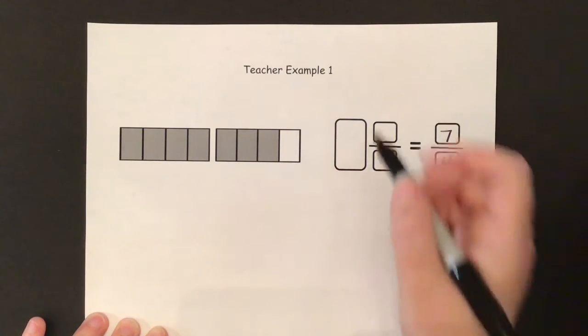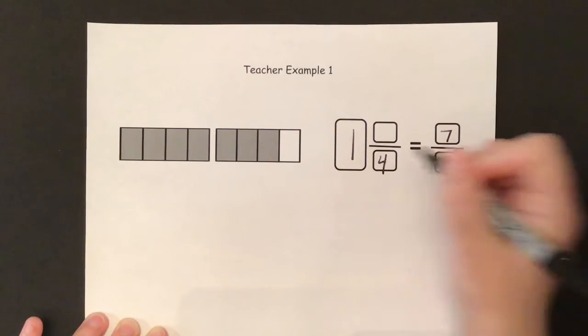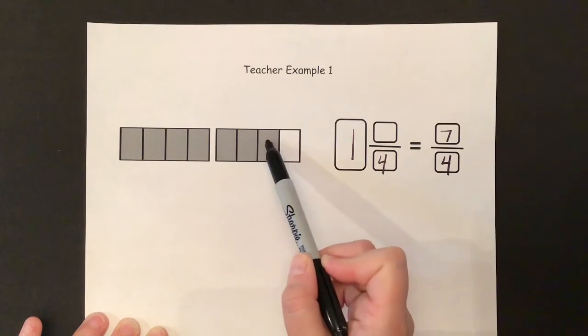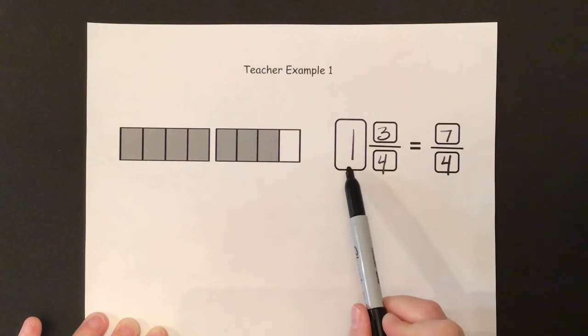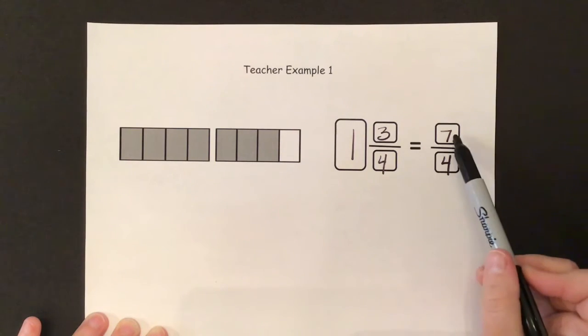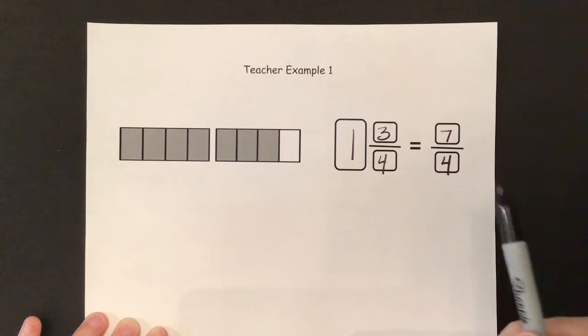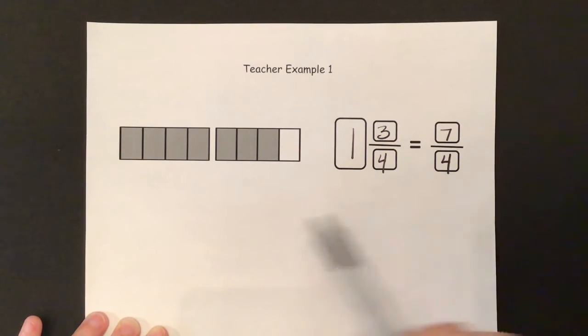There's 1 whole. We know that the whole has been split into 4 pieces, so these are fourths. I can see that after the whole, there were 1, 2, 3 extra pieces. So 3/4. So the mixed number name is 1 3/4, and that's actually the same amount as 7/4. Fraction amounts can have more than one name. If I say 7/4 or 1 3/4, I'm talking about the same amount.